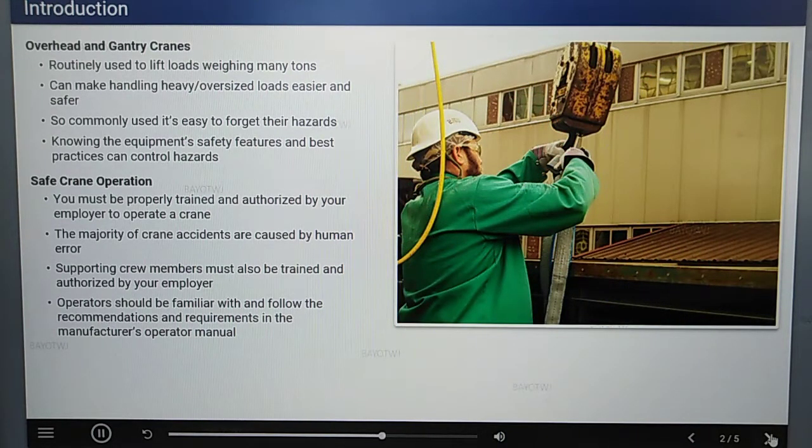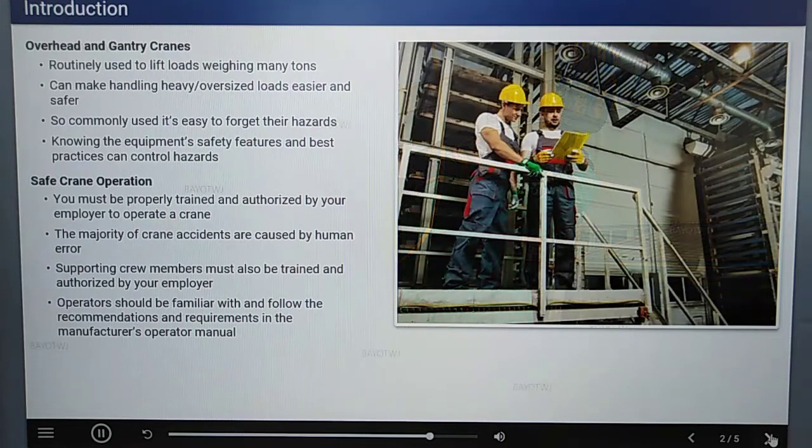Employees with a supporting role in crane operations at your facility, such as riggers and maintenance personnel, must also be properly trained, qualified, and authorized by your employer. Employees who operate cranes should also be familiar with and follow the recommendations and requirements in the manufacturer's operator's manual.